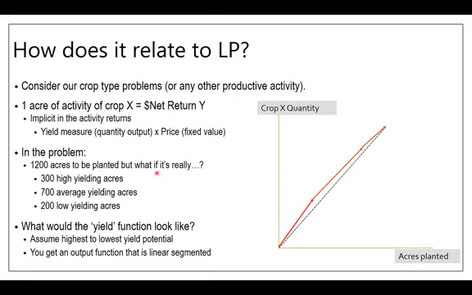But what if we learned a little more about our 1,200 acres, and found it's 300 high yielding acres, 700 average yielding acres, and 200 low quality or low yielding acres? How would that yield function look? Well, if we say that you plant the best yield first, and then the medium, and then the low, then the true yield function looks like this.